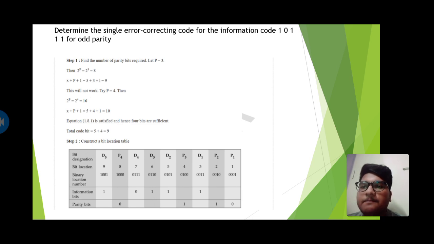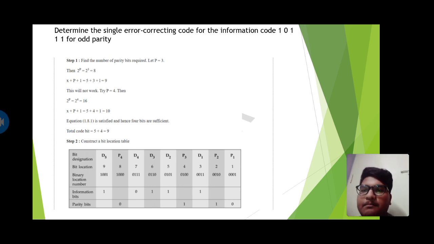So 2 power M greater than or equal to M plus K plus 1. When we substitute in that condition, 16 greater than or equal to 10, it is true. So we take parity P equal to 4 bits. The corresponding parity bits are at positions of 2 powers. So 2 power 0 is parity 1, 2 power 1 is parity 2, 2 power 2 is parity 3 at position 4, 2 power 3 is parity 4 at position 8.